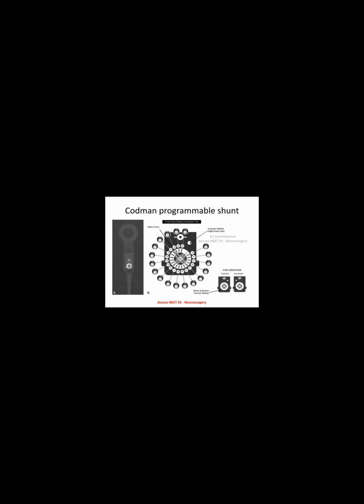That means that usually the shunt reservoir will have pressure settings, either low pressure, medium pressure, or high pressure, which come as a marking. Usually, the majority of the time we use medium pressure shunt tubes. The pressure settings will be between 65 to 90 centimeters of fluid. So that is called medium pressure.